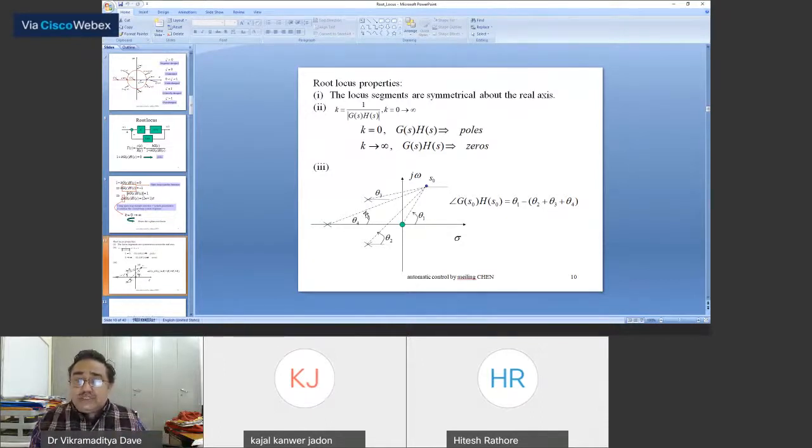So the angle contribution by zeros will always be positive, while the angle contribution by the poles will be negative. However, they will get summed up. So the angle contribution by the zero is theta 1, and the angle contribution by the poles is theta 2 plus theta 3 plus theta 4. So the net angle is theta 1 minus the sum of theta 2 plus theta 3 plus theta 4. You have to remember that to find out the angle of any point on the root locus, you have to adopt this procedure.